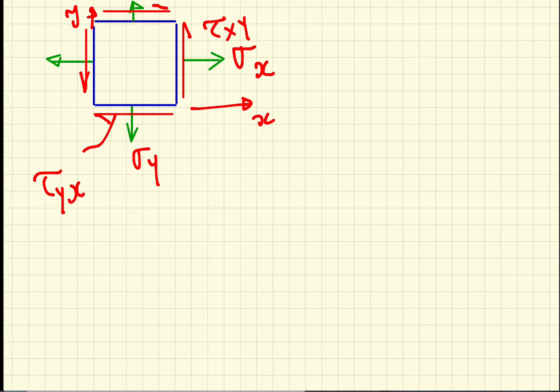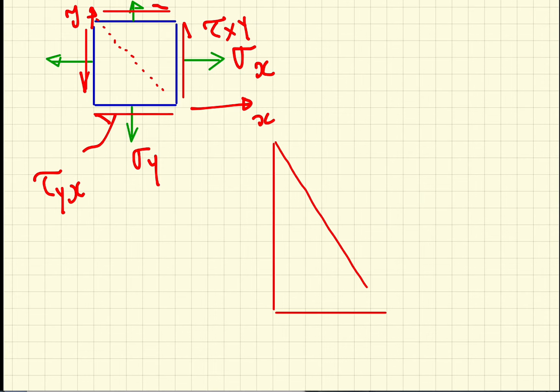Now we're going to look at the same element, but we're going to cut it. So we're going to cut it across here and do equilibrium of the cut section. So the cut section is going to look like a triangle, like in this fashion.